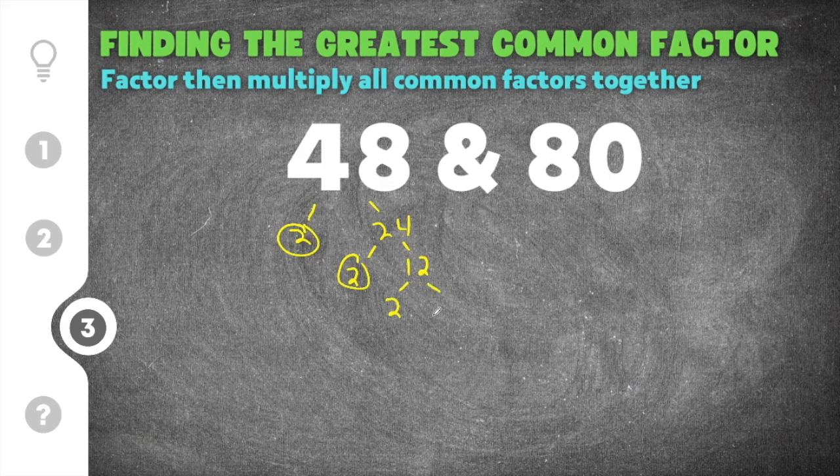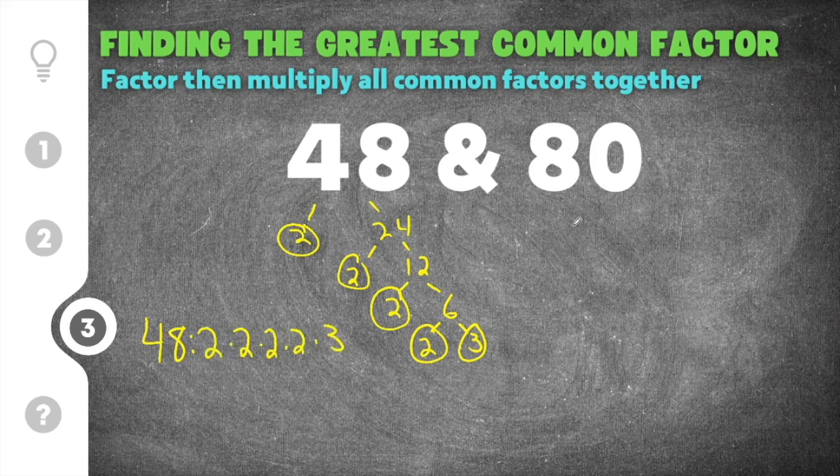12 divided by 2 is an even number, it's 12 and 6. That's going to be another prime factor of 2, and 6 is not a prime factor, so you factor it again, and that's going to be 2 times 3. And all of these now are prime factors. I know that 48 written out in prime factors is 2 times 2 times 2 times 2 times 3.